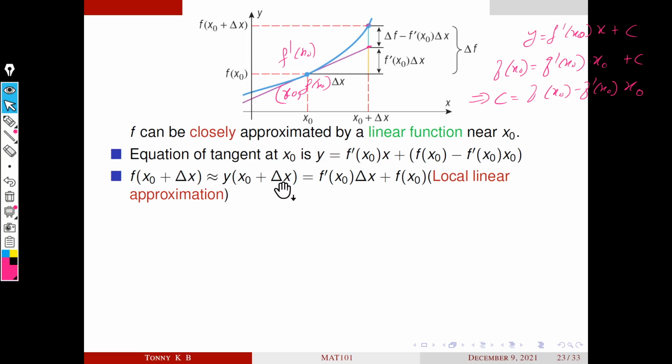And what is y of x0 plus delta x? You simply substitute x by x0 plus delta x. That is f dash of x0 into delta x plus f of x0. Why?